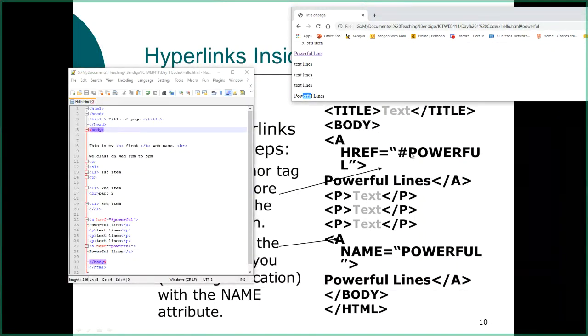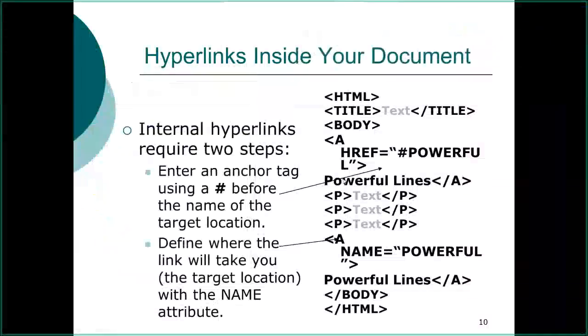All right, so this tag is the reference. That's what's displayed, and it jumps to the name that corresponds to powerful. So we've defined that we want a hyper reference, and we've called it powerful.